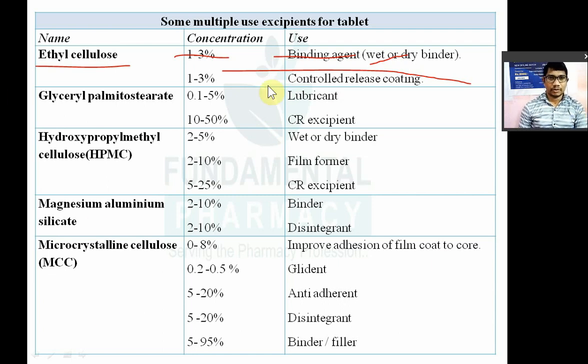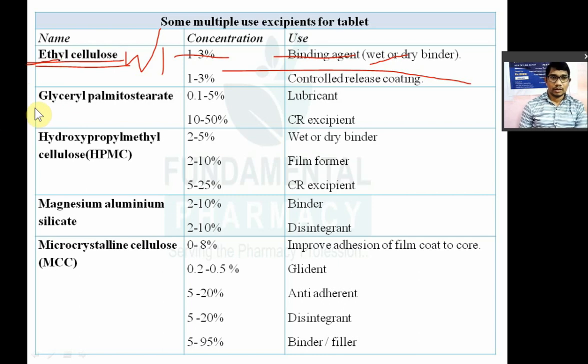The question is which one is water soluble, so remember: ethyl cellulose is water insoluble. The rest, methyl cellulose, propyl cellulose, carboxymethyl cellulose, microcrystalline cellulose, hydroxypropyl methyl cellulose, all of them are water soluble, okay? But ethyl cellulose is not a water soluble polymer.